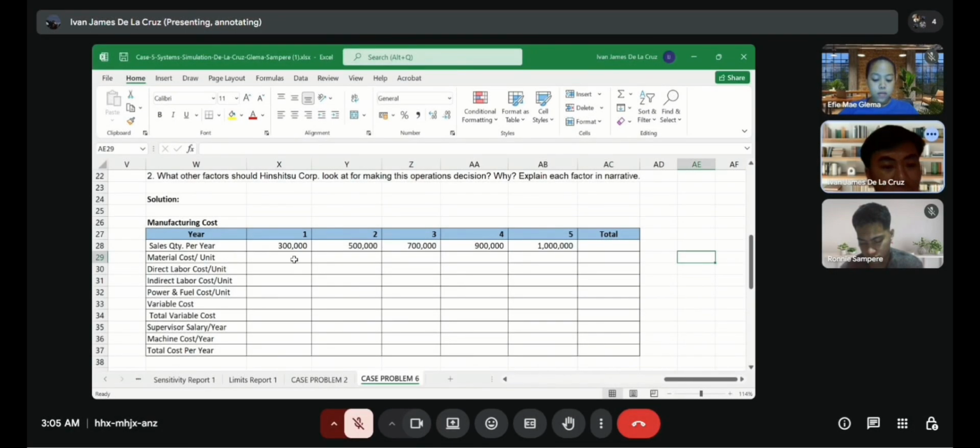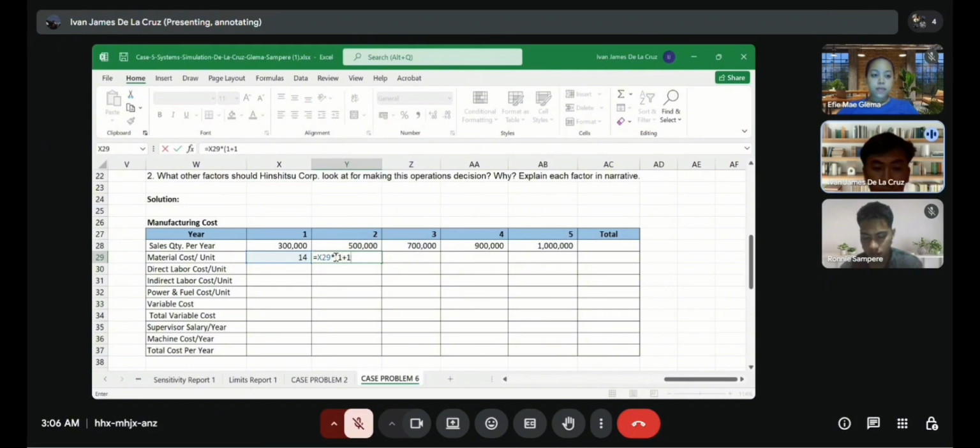The sales for the first year 300,000, second 500,000, third 700,000, fourth 900,000, fifth 1 million. So for the material cost per unit, the cost of materials is 14 pesos per unit with annual increase of 10%. So 14 times 1 plus 10%. We can now drag it.